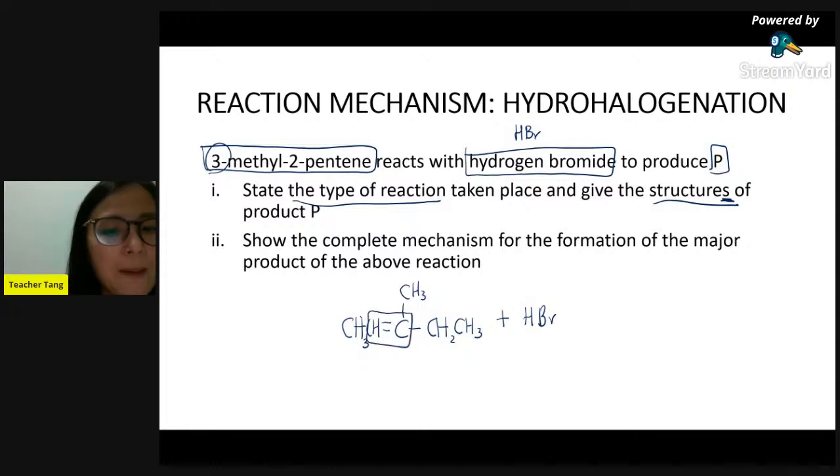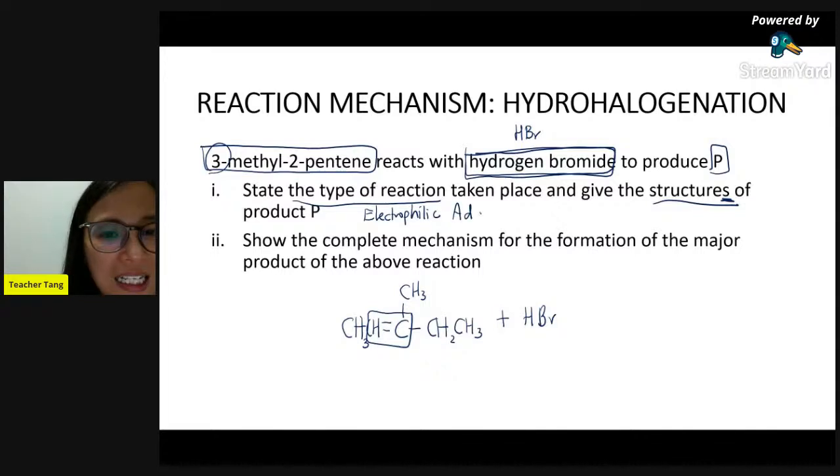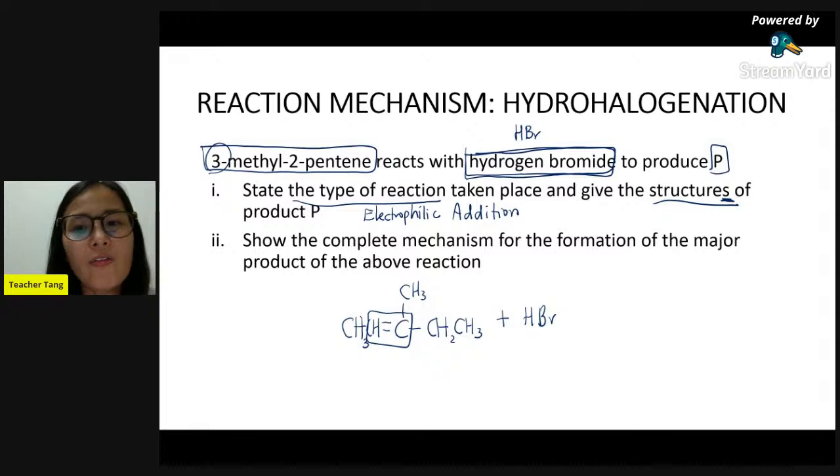Nampak tak? Here our functional group carbon-carbon double bond. So kalau carbon-carbon double bond, okay, and the reagent kita adalah HBr, so means that the type of reaction, so carbon-carbon double bond, electron rich. So electron rich, siapa akan serang dia? Electrophile, that's why it's electrophilic. And carbon-carbon double bond, you learn, will undergo what type of reaction? So addition, double bond menjadi single bond. Therefore, the type of reaction taking place here is electrophilic addition.